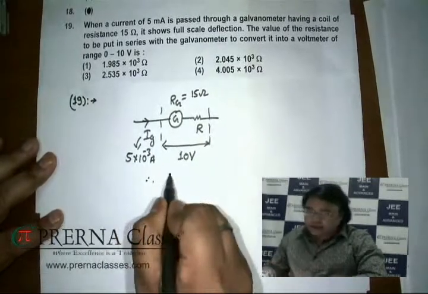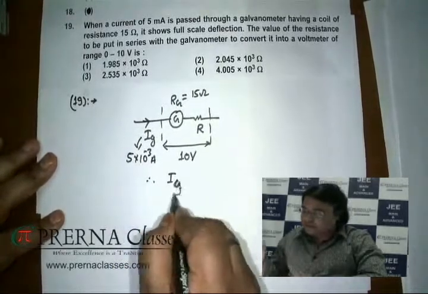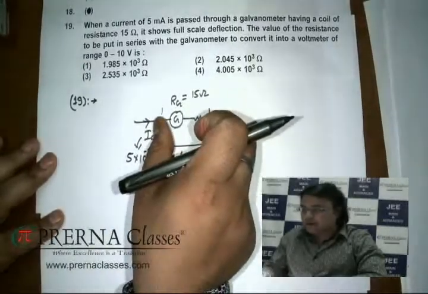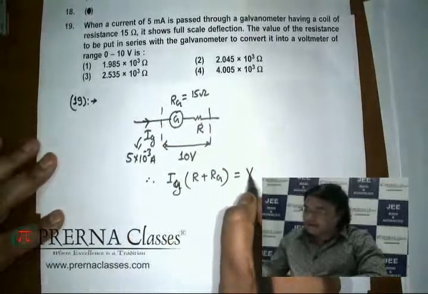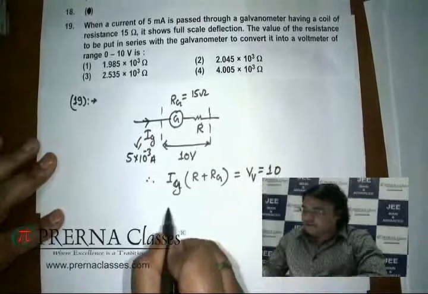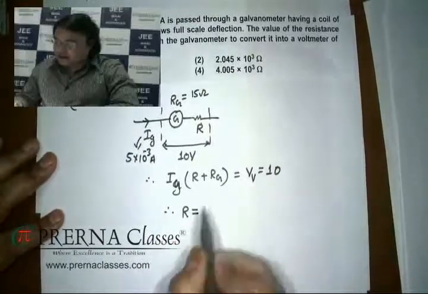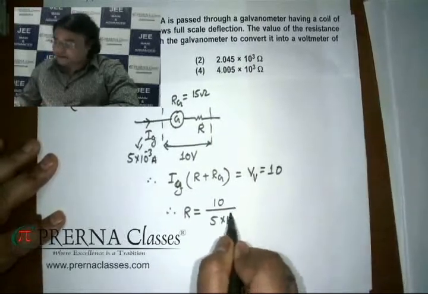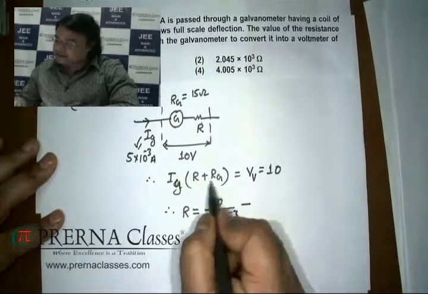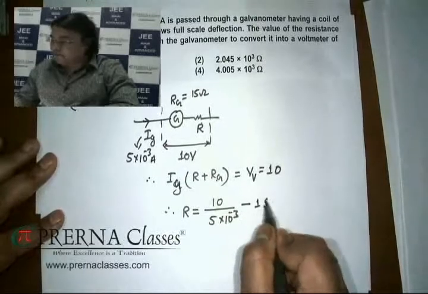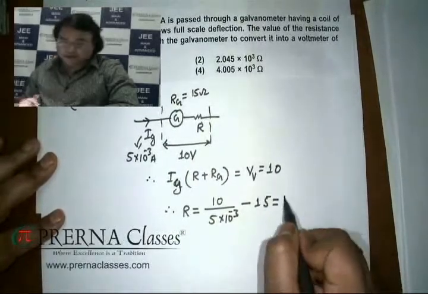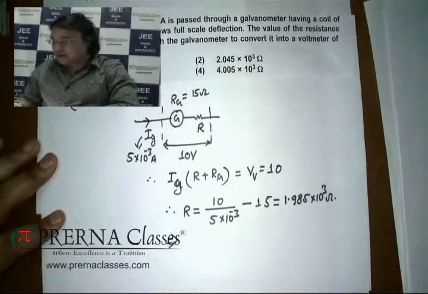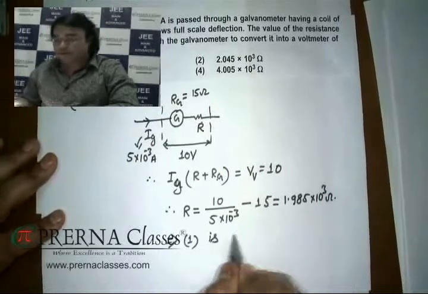Okay, so we can write here IG into these two in series, so it will be R plus RG, that means the potential difference across these two points, and the desired value here for the voltmeter is 10 volt. On solving, the expression of R comes to 10 by 5 into 10 to the power minus 3 minus RG, and the value of RG here is 15. So if we solve it, it comes to 1.985 into 10 to the power 3 ohm. So the correct answer is 1. That means 1 is correct.